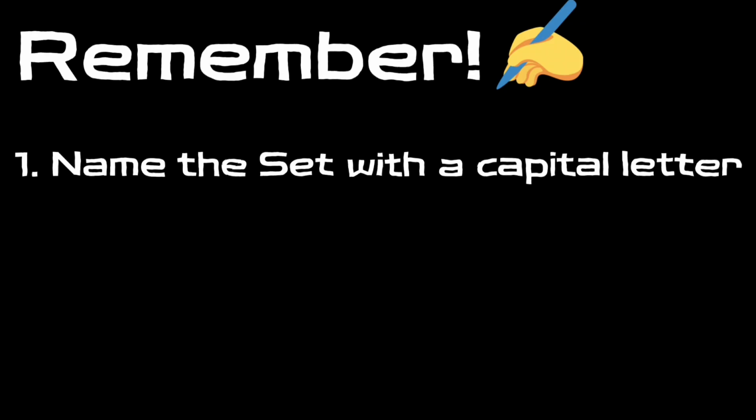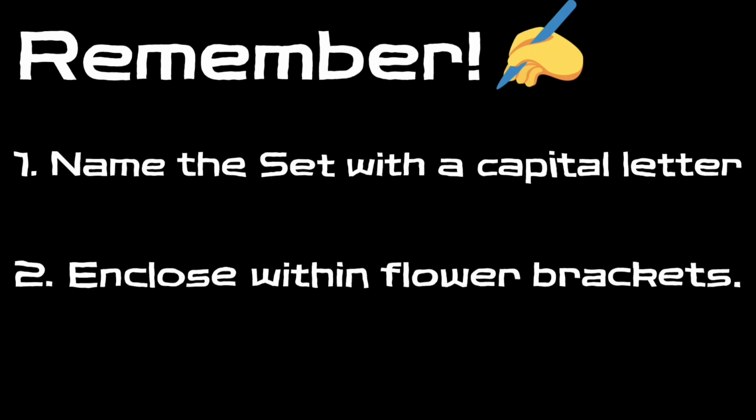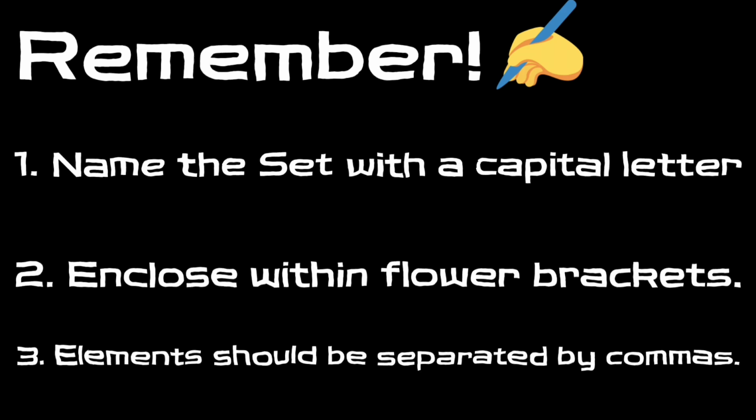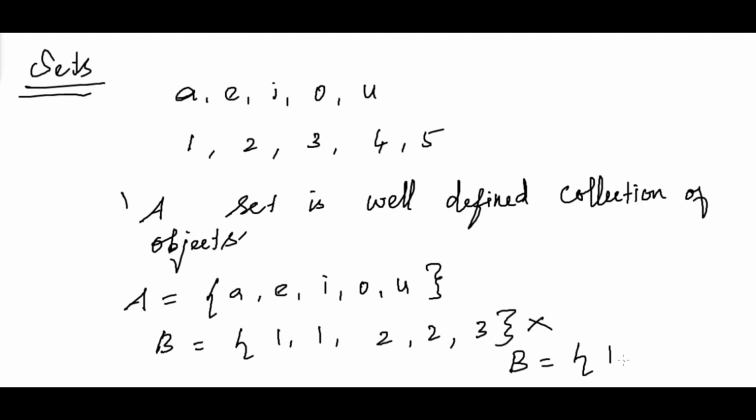First, we have to name the set with a capital letter. Second, the collection should be enclosed by flower brackets and the elements should be separated by commas. And also, suppose you have a set with repeated elements, it should be written once. So an element should not be repeated in a set. So B should not be written in this form; it should be written exactly as 1, 2, 3. The element should not be repeated in the set.